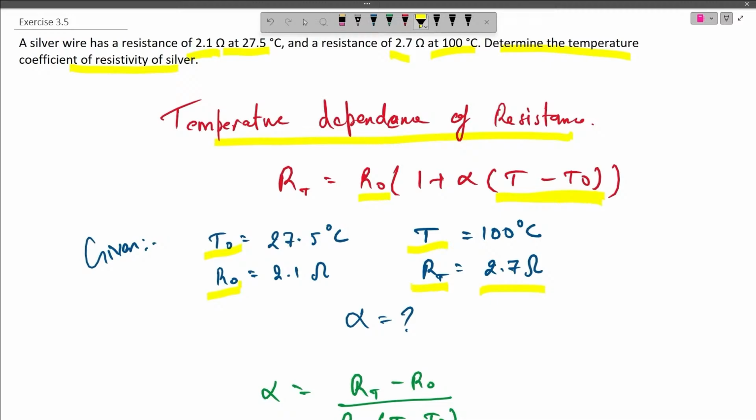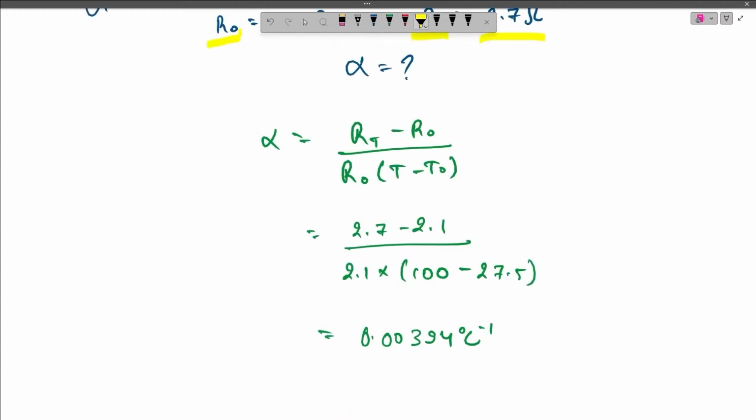Now in this formula we have been given all these 4 values, that is RT, R naught, T and T naught. We have to calculate alpha. So substituting all these values in this formula, we can easily calculate alpha. We will get a value of alpha as 0.00394 per degree centigrade. Thank you.